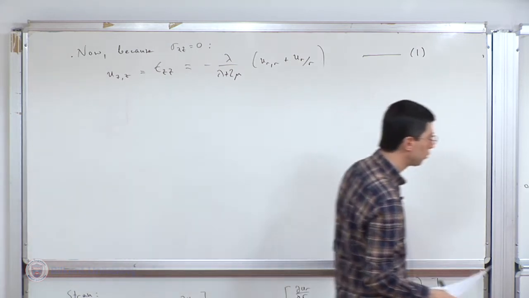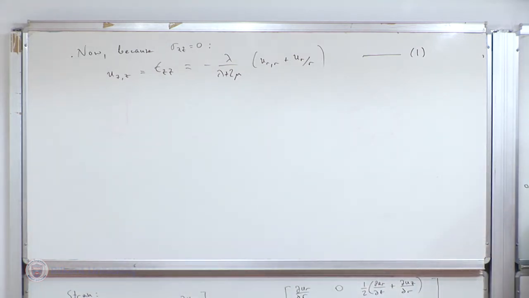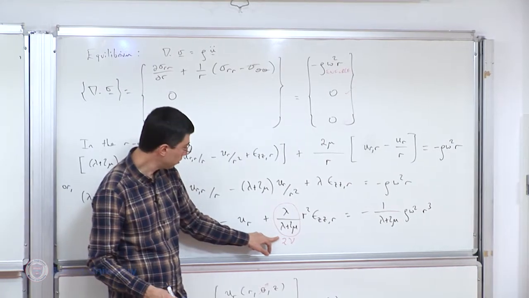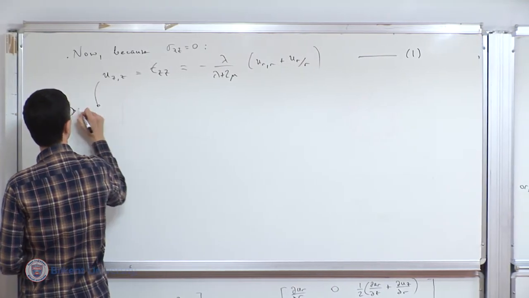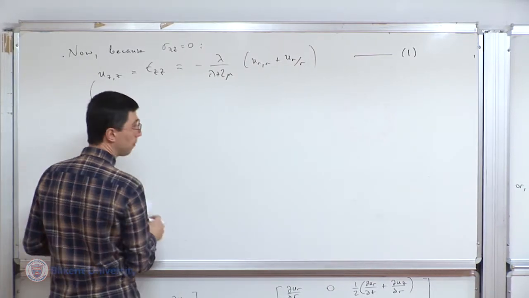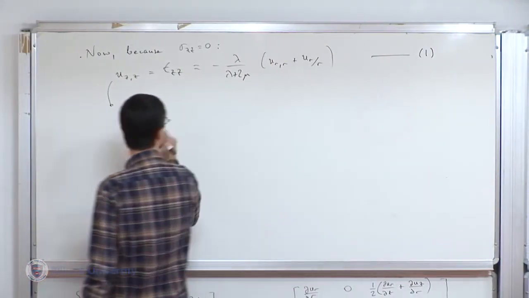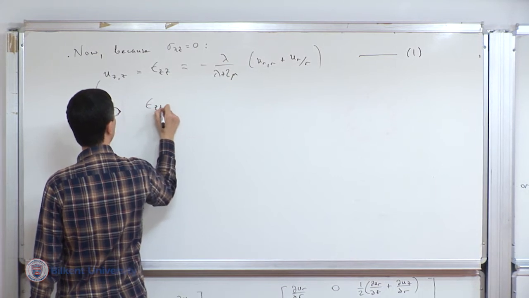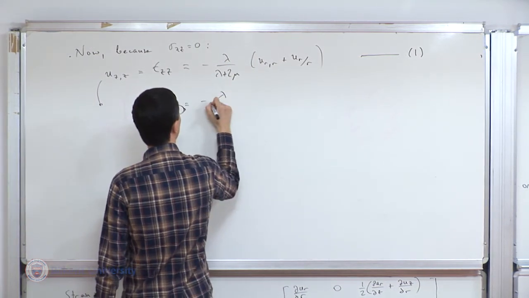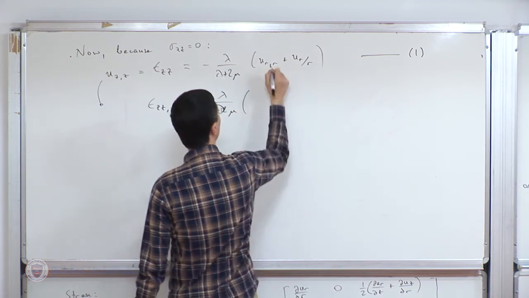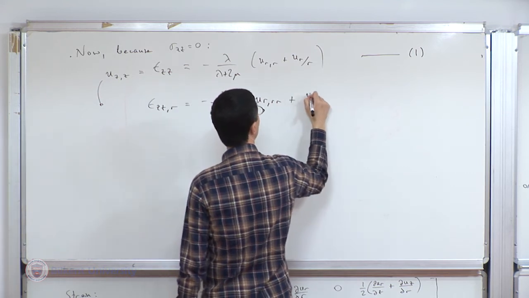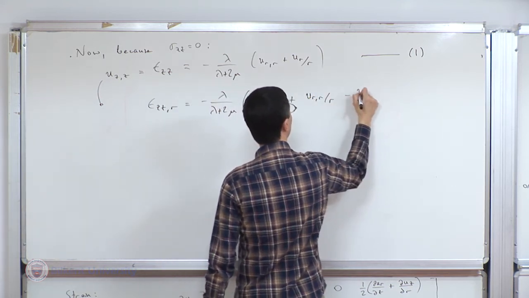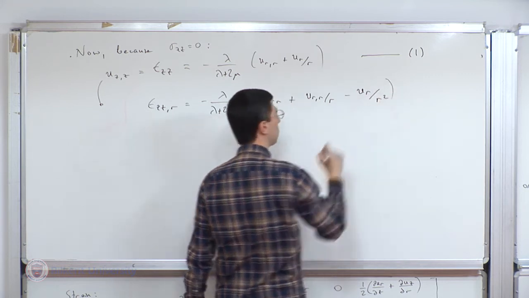And what I'm trying to eventually get is to replace this term, right? So I will multiply both sides with 2 Poisson ratio R squared. And I also need a derivative of epsilon ZZ with respect to R. So epsilon ZZ comma R, let's do that first, is minus lambda over lambda plus 2 mu times (U_R,RR plus U_R,R over R minus U_R over R squared).